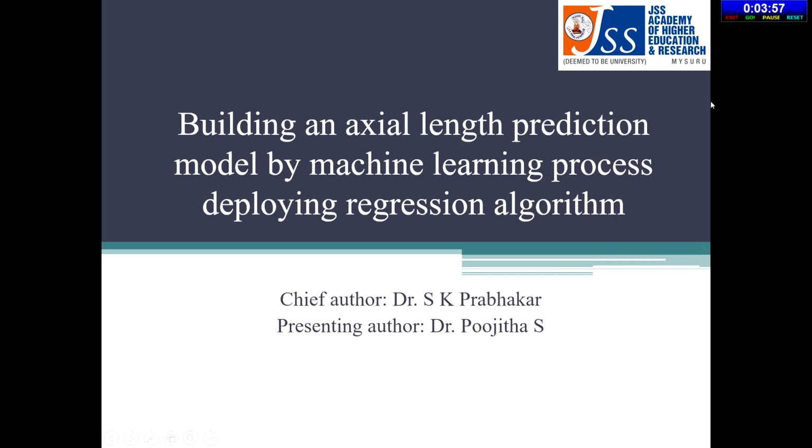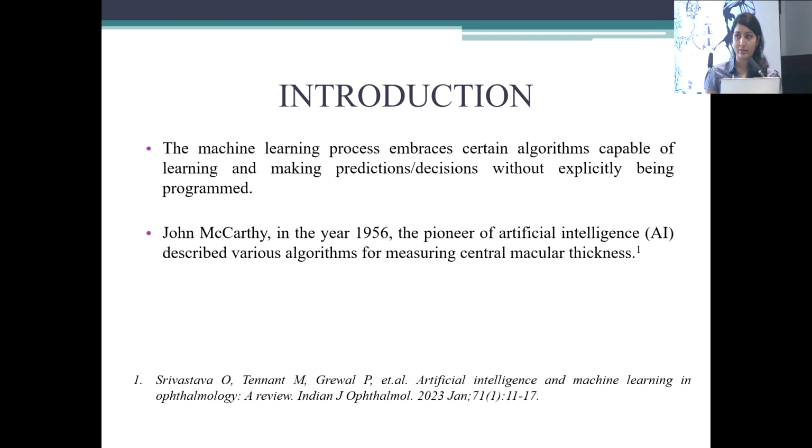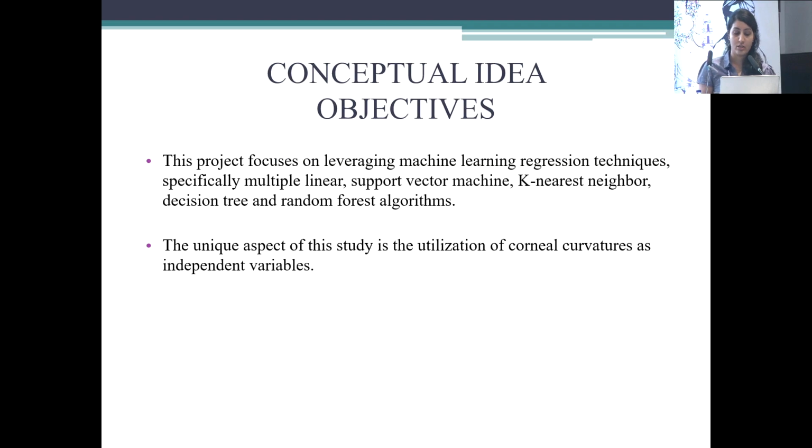Good afternoon, everyone. I'll be discussing my project, building an axial length prediction model by machine learning process, deploying regression algorithm. Machine learning is a subset of AI, which embraces certain algorithms capable of learning and making predictions or decisions without explicitly being programmed. The conceptual idea of my project is to leverage machine learning regression techniques, specifically the multiple linear, support vector machine, k-nearest neighbor, decision tree, and random forest algorithms.